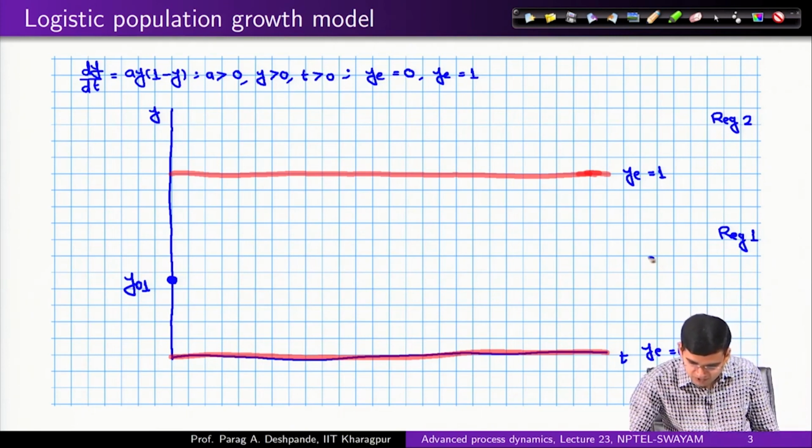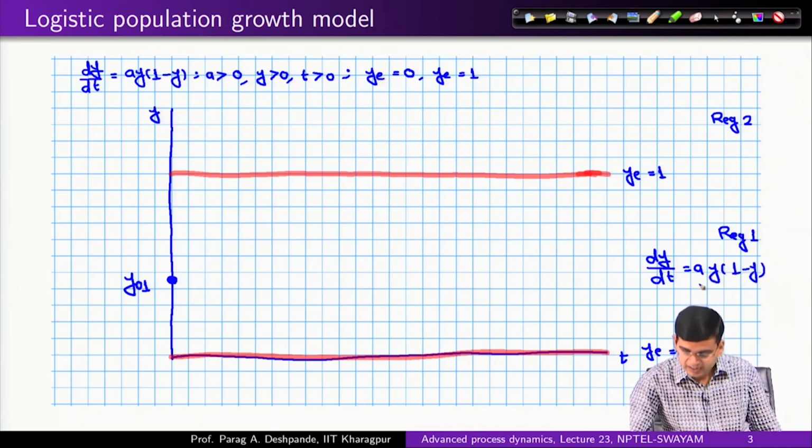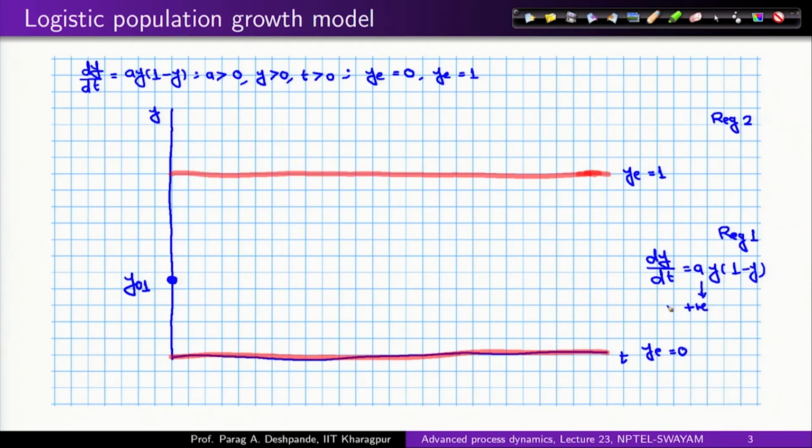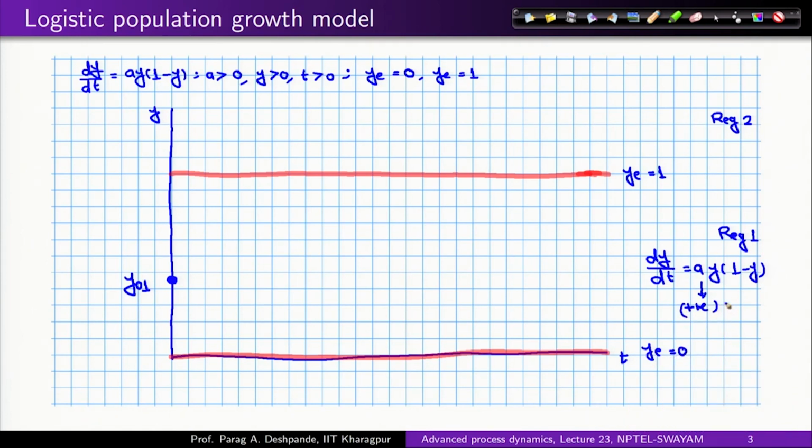In region 1, I have to do the analysis for dy by dt is equal to a y (1 minus y), right. So, a is positive, I know this y is between 0 and 1. So, this is positive, and 1 minus y for y between 0 and 1 would be positive. So, therefore, overall dy by dt is going to be positive.